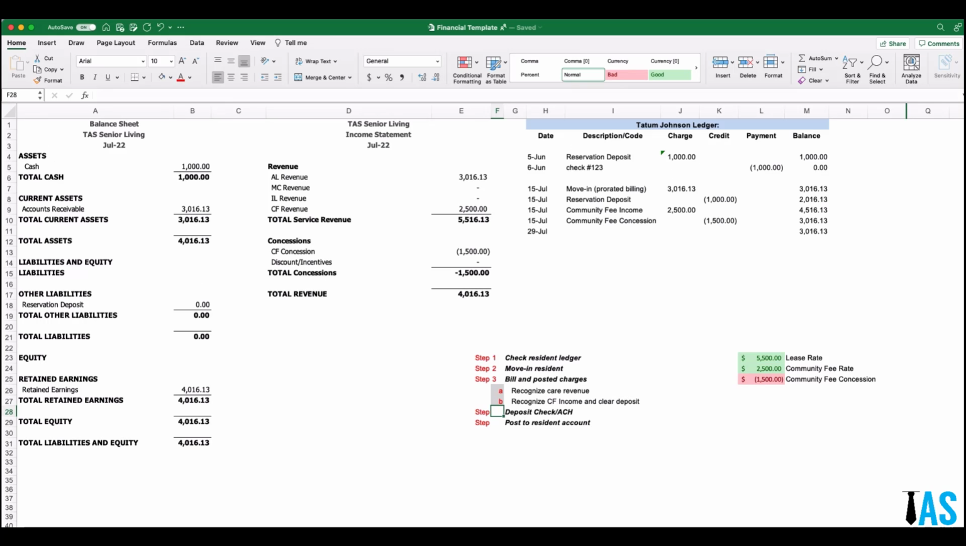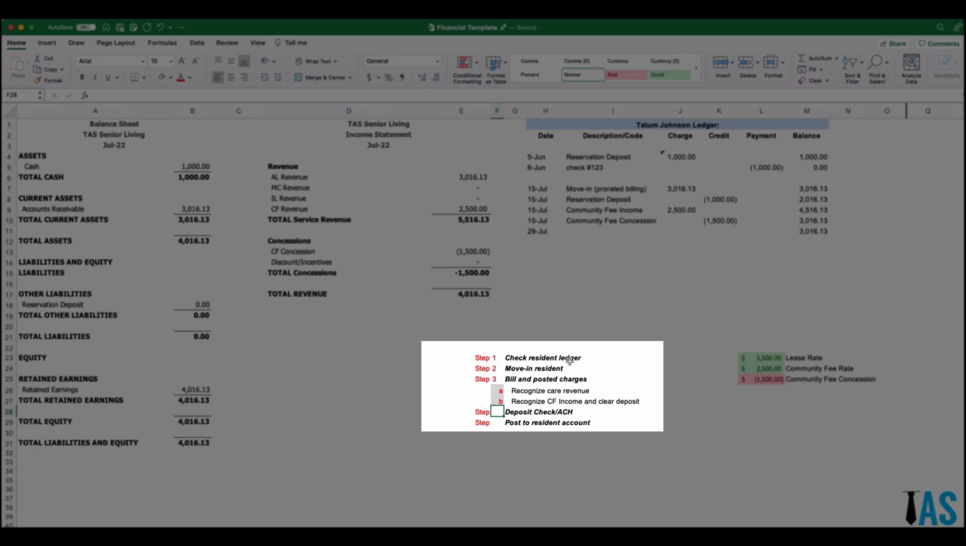So we know the next step is to deposit the cash into the bank. So we're going to deposit the cash into the bank. And again, these are broken into two different steps, because now we're gonna post it to the resident's account, and also putting it in the financials to show cash was received. Stressing the point of money goes in the bank first before we go into the ledger and say the resident paid, because we want to make sure that cash is in the bank.